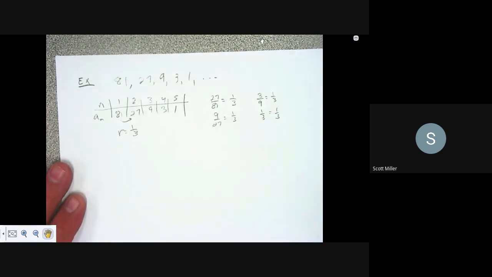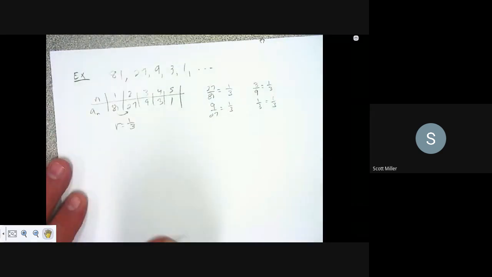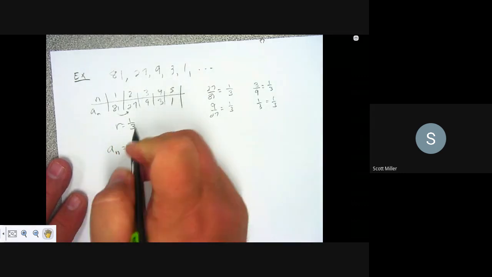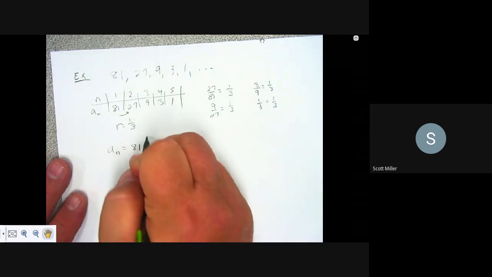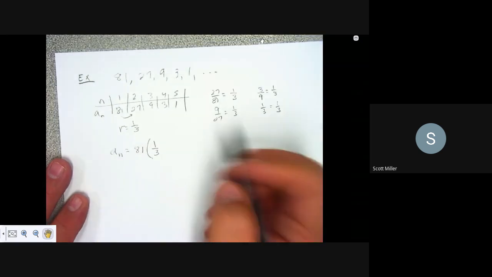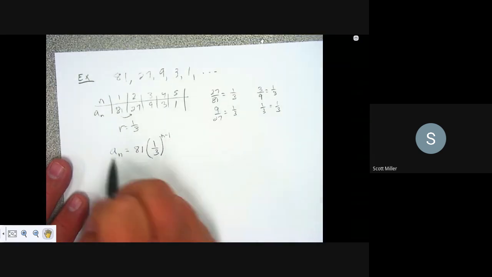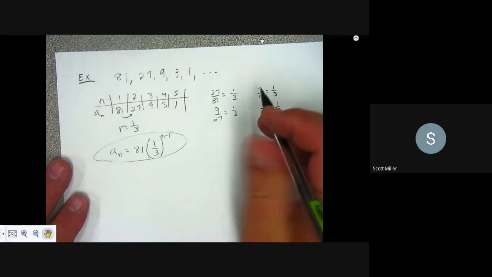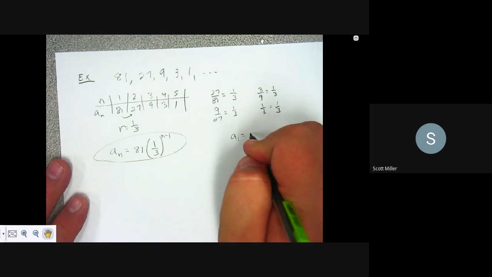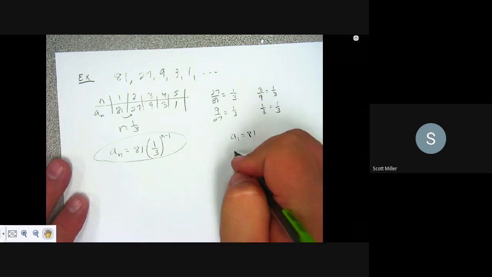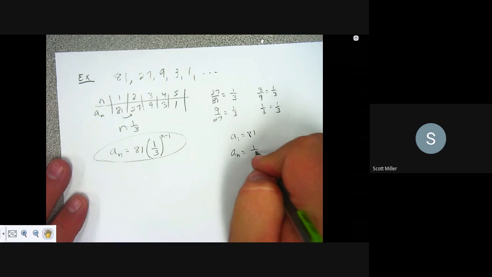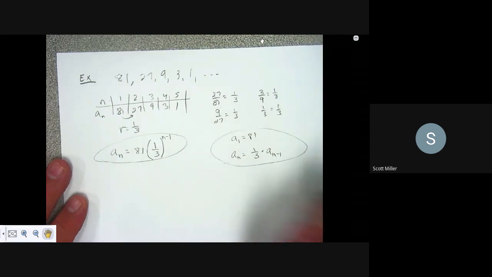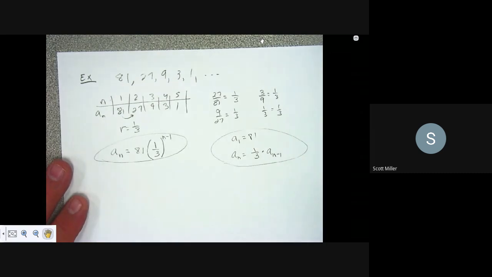And once I know the common ratio, writing it into explicit form is fairly simple. A sub n equals the first number in the sequence, times the common ratio to the n minus 1. So there is the rule for this table. To write the recursive rule, I need the first number in the sequence. And then a sub n is the common ratio times the previous answer. And that would be the recursive rule for this table.